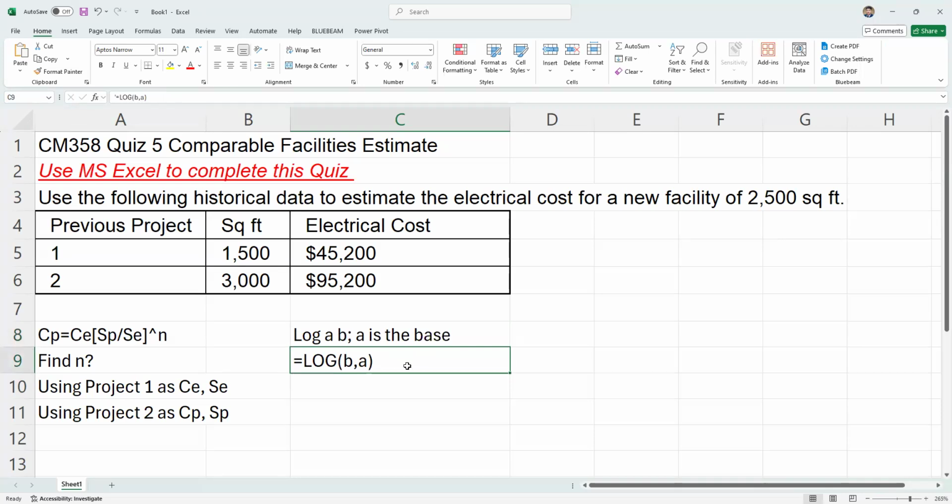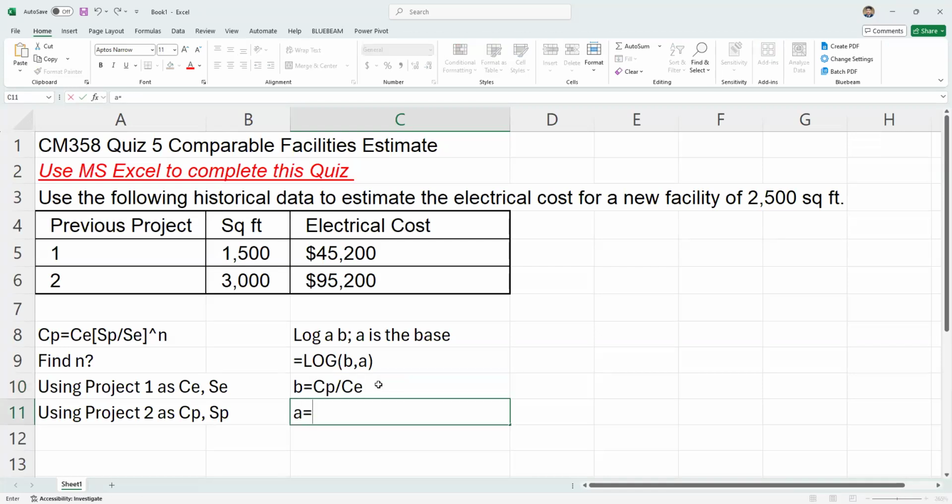Does that make sense? So now we are putting the numbers in here, and we know B is equal to C proposed divided by C existing, and A is equal to the size proposed divided by size existing.